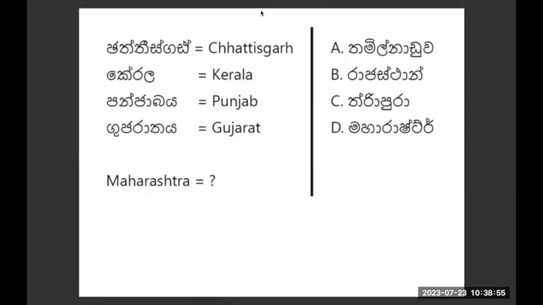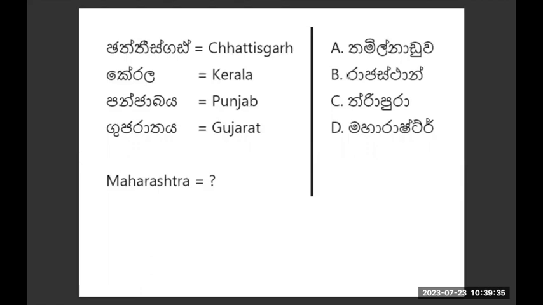This is an exercise in language. In any language, the letters which are written are equivalent to the sounds. If you decode any language, the sounds and the letters are similar. You're given translations of one language. This word means Chhattisgarh, this word means Kerala, this word means Punjab, and this word means Gujarat. What does Maharashtra equal to of all these options? That's what you have to find.